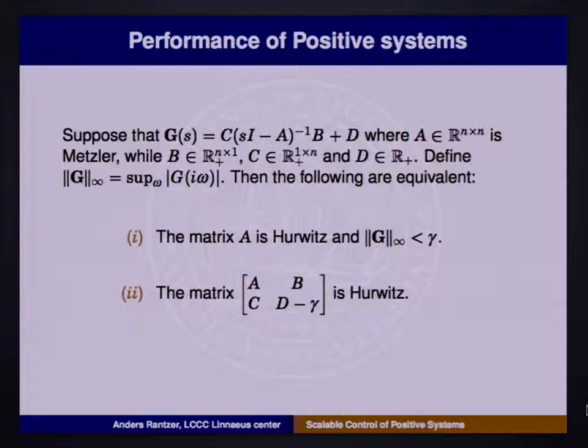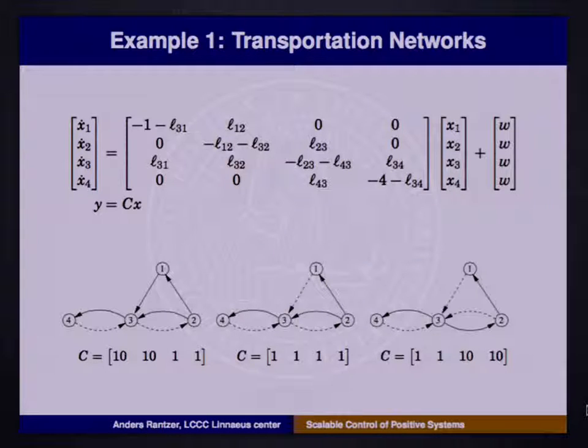Then there is this theorem saying that the gain is smaller than gamma if and only if this extended matrix is a stable matrix. It should have all the eigenvalues in the left half plane. And now you see we are back to a stability problem. So since we know how to solve a stabilization problem with linear programming, we can use the same to also optimize input-output performance. So we can go to our transportation networks, for example, and it's interesting to compare the optimal solutions in 3 different cases.